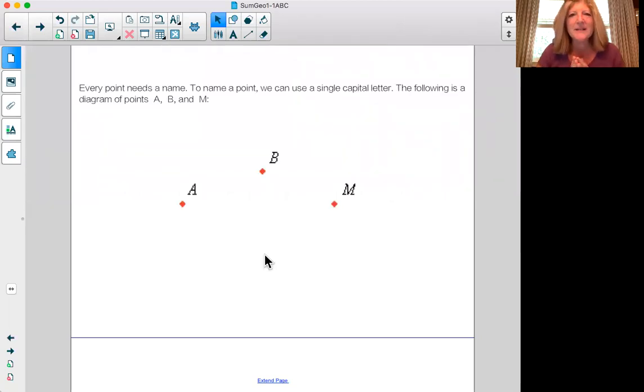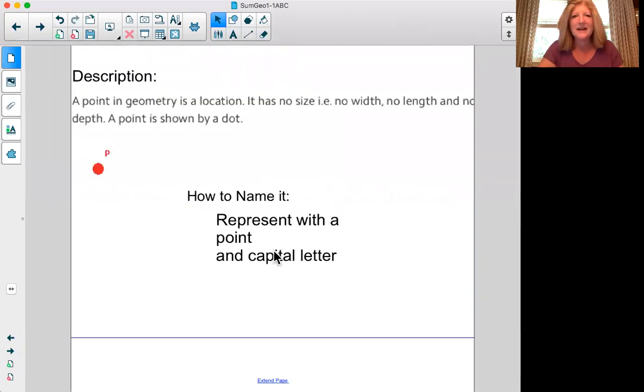So all the points in space need to be named, and we use capital letters to do so. So this is a diagram of points A, B, and M in space. And what is a point in geometry? In geometry, we use the word point to refer to an exact location, but a point does not have any width or length or depth. And we use a capital letter to represent each point.